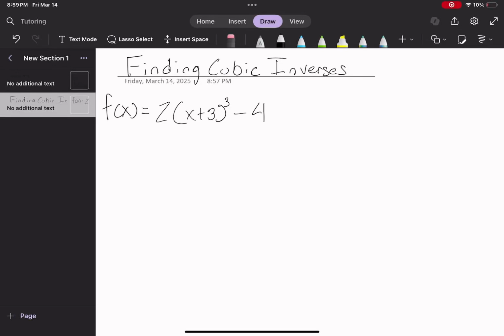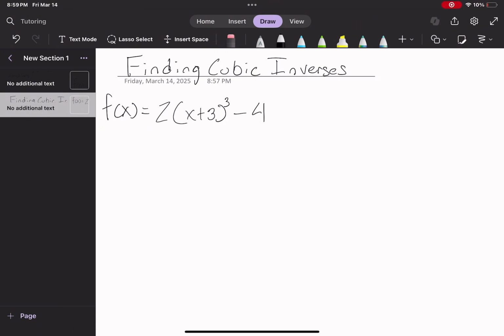Hey guys, it's primary and secondary tutorials, and here I will show you how to find a cubic inverse. Now let me just start by prefacing that this is literally the exact same thing as finding a quadratic inverse, except you have a cubic root instead of a square root.